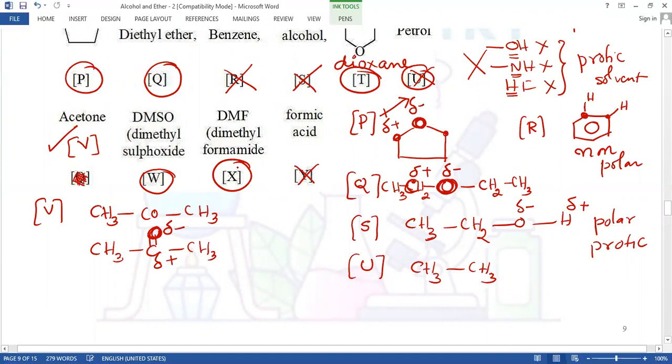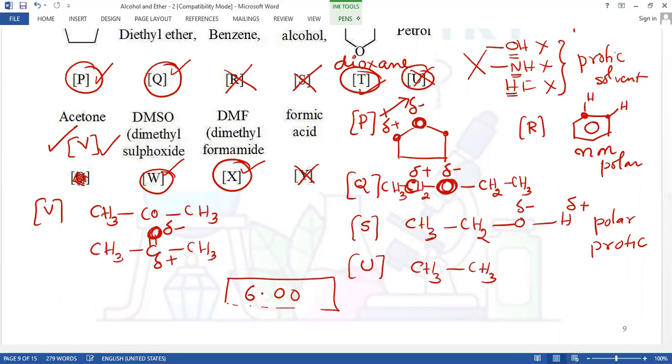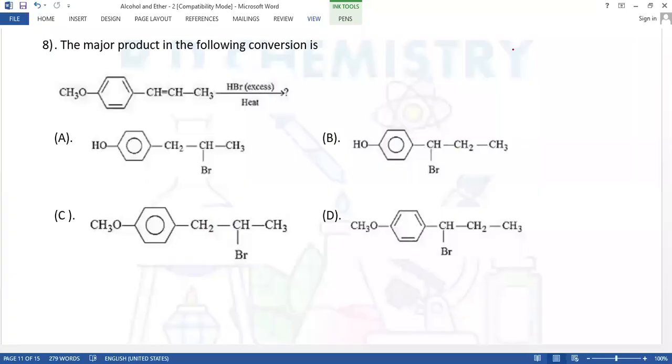So what are the options available now? Options available: 1, 2, 3, 4, 5, 6. So 6 are available. Since it is a numerical type question, the answer should be 6.00. Move on to the next question.